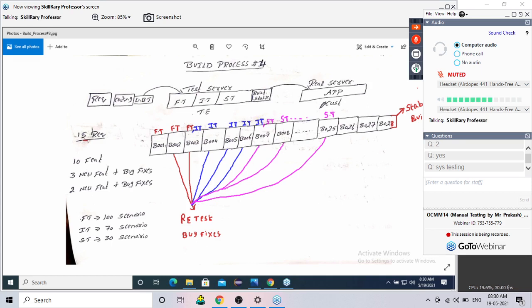Boss, initial build bugs were not found yet. When you gave me the first build, I started testing and then only I found bugs, right? So for the first build, there is no question of any retesting of the bugs. Now carefully listen. Yeah, bugs are not yet found. Perfect, perfect.